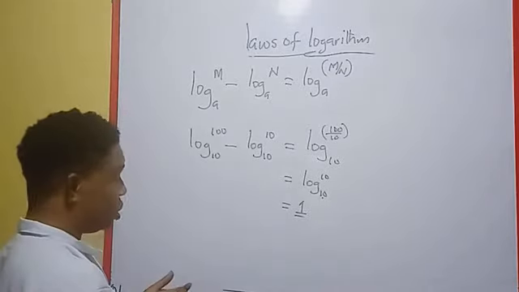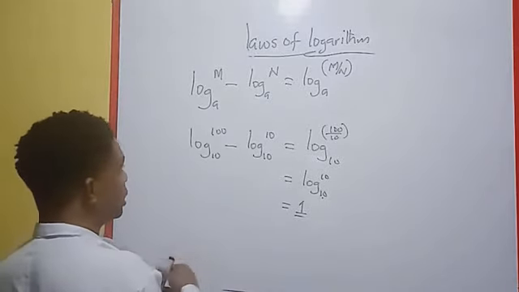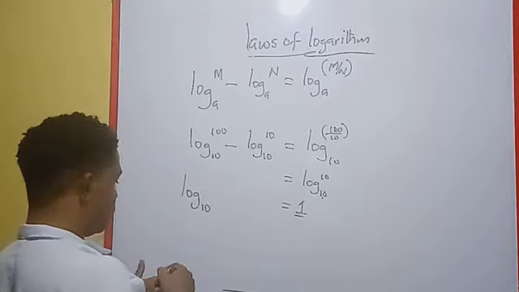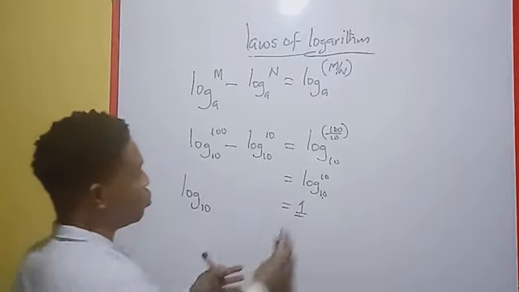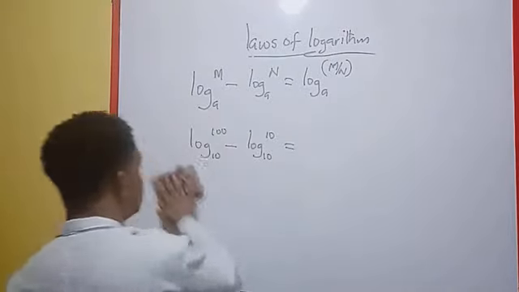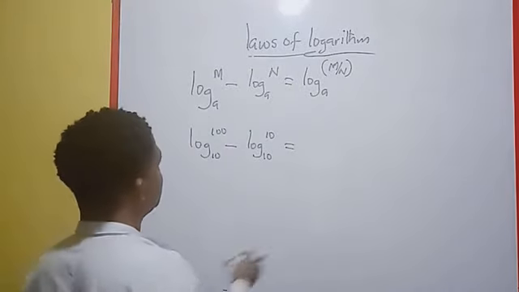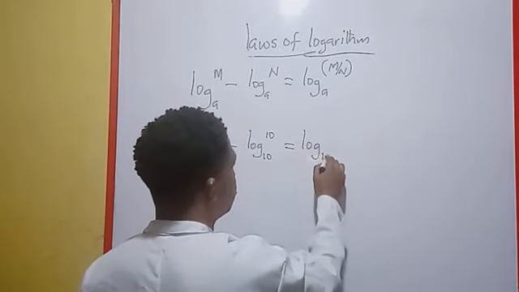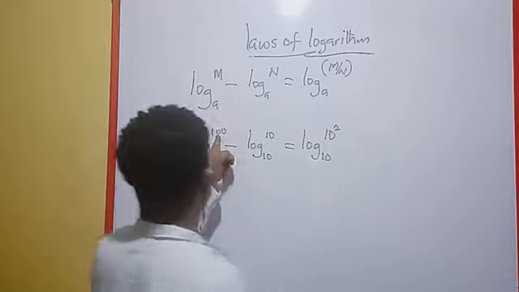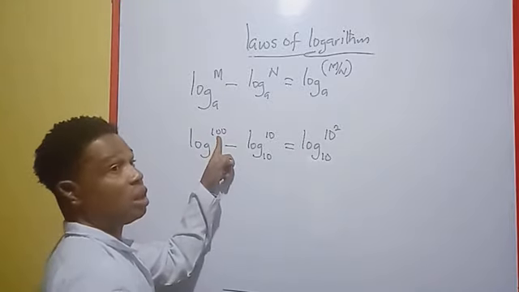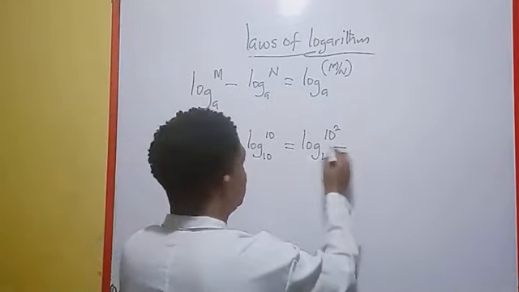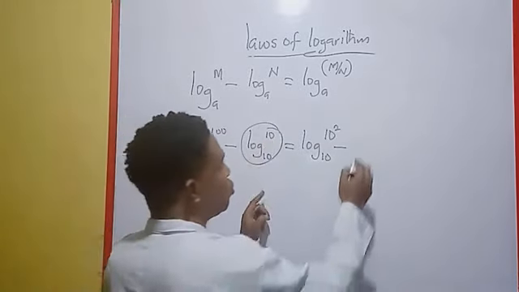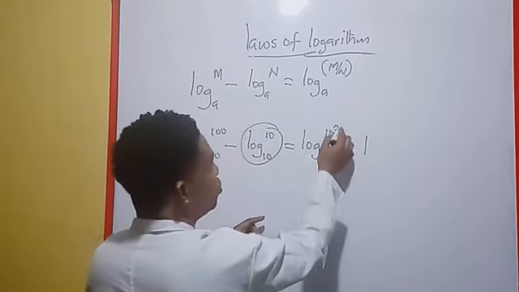Or if you want to still break it down, this is one way you can solve it. If you want to go by the other way, let me use it the other way for you. This one will give us log 10 raised to the power what? 2, because 100 is 10 times 10, which is 10 raised to the power 2, minus this will give us 1 because base 10 raised to the power 10 is 1.